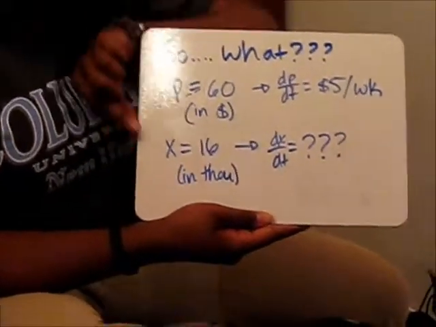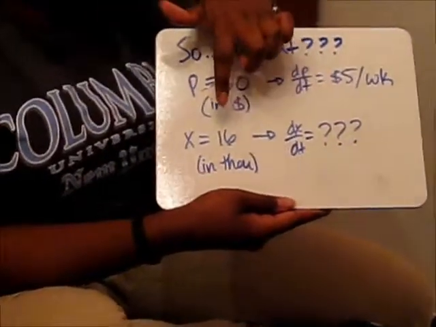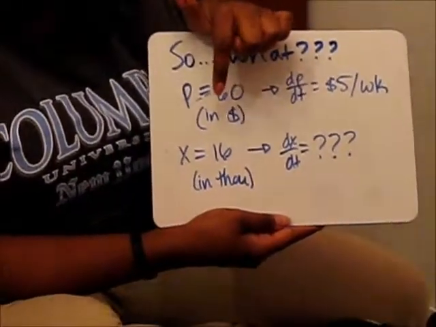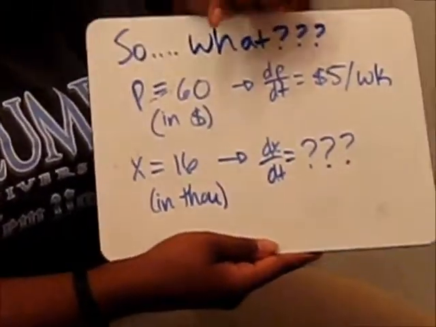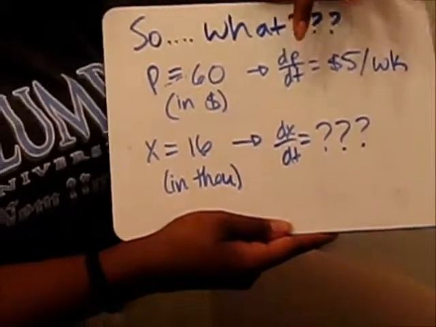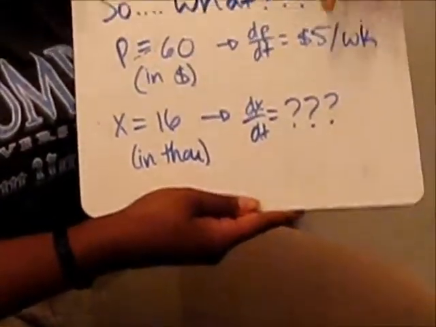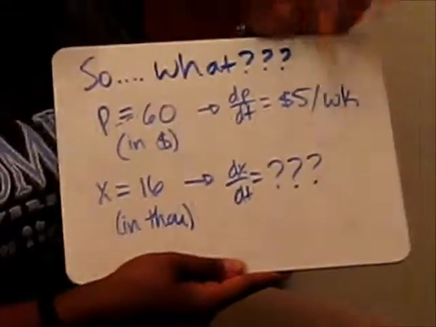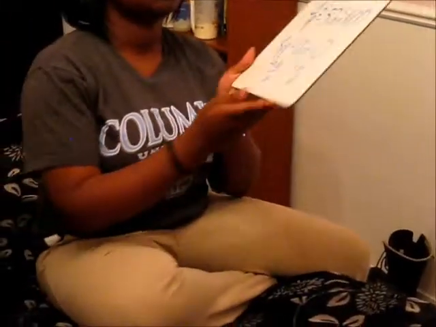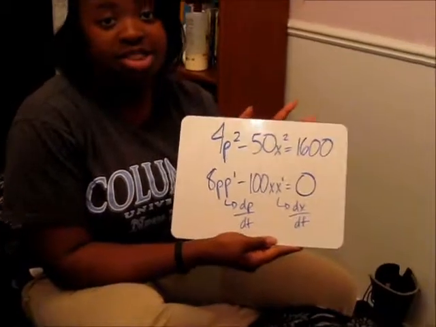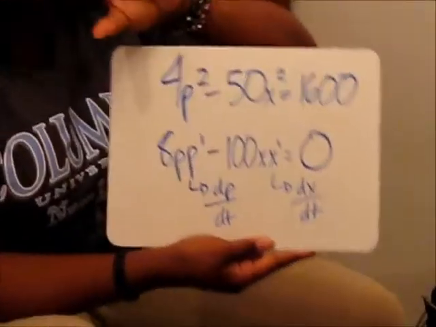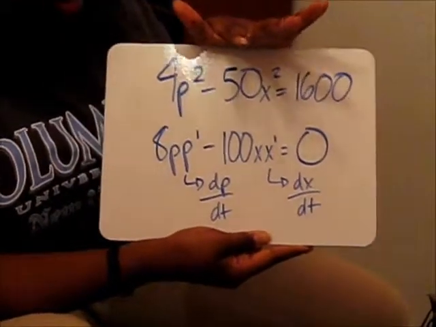Then you learn something about x, which is measured in thousands. And in this scenario, it happens to be at 16. The rate of change for x is dx/dt. But that's what you're solving for. Okay? So next, we're going to jump in and figure out exactly how we're going to take that question and those variables and put together our work.